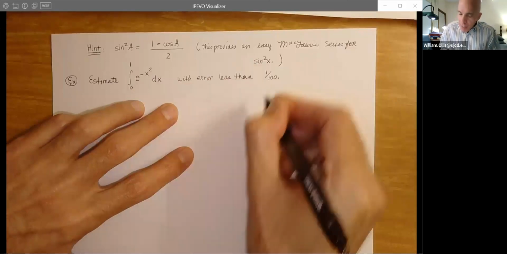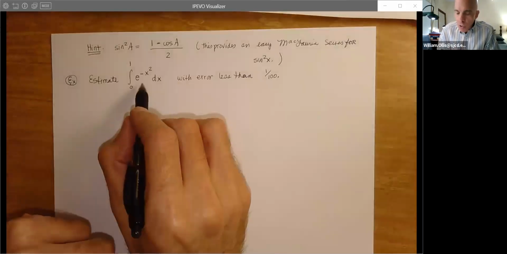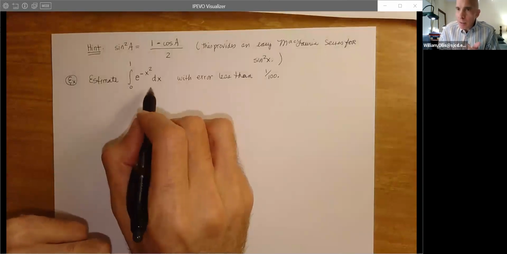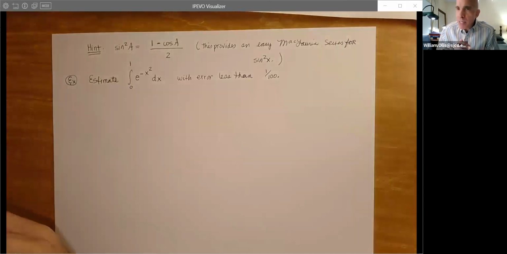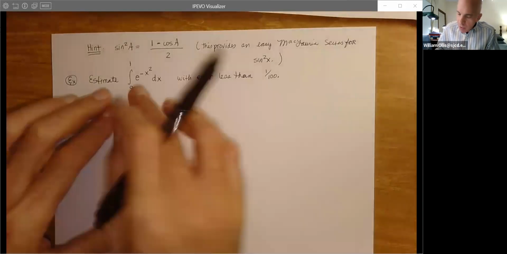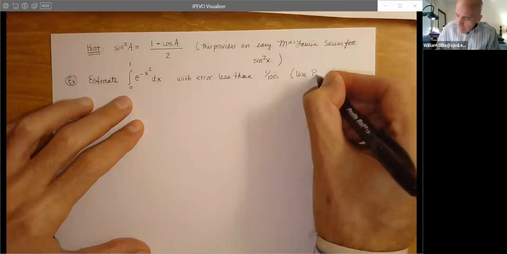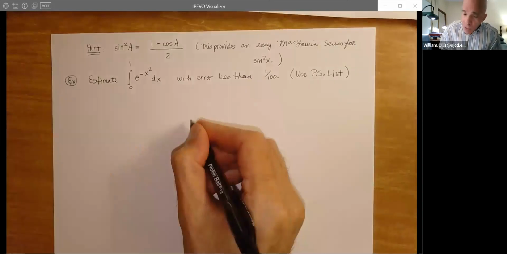Now, when you look at this, you're thinking this would be impossible using substitution, that we don't have a differential here, so we're kind of cooked. But we have our power series list, and we have term by term integration. So the key is to use the power series list, and we're good to go. So now let's do it.